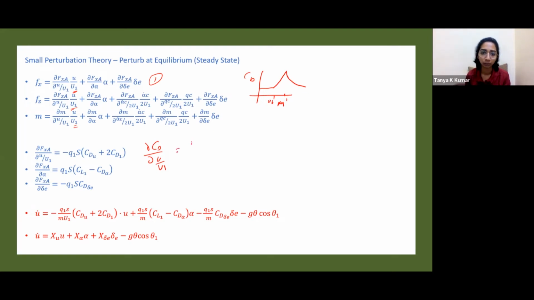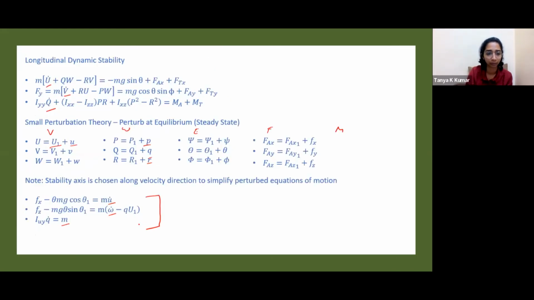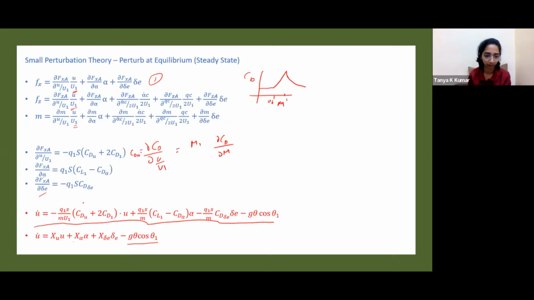Okay, so when you simplify this, you get M1 dou CD by dou M. This is CDu. Similarly, CD alpha, CL1, CD delta e. After you substitute these three terms in the first equation, you get your final equation of motion in the x direction as this. Now we represent it by Xu, X alpha, X delta e, and this g theta cos theta 1 comes from the original equation. Divide throughout by m and you get this g theta cos theta 1. Remember again, this theta is the perturbed quantity.